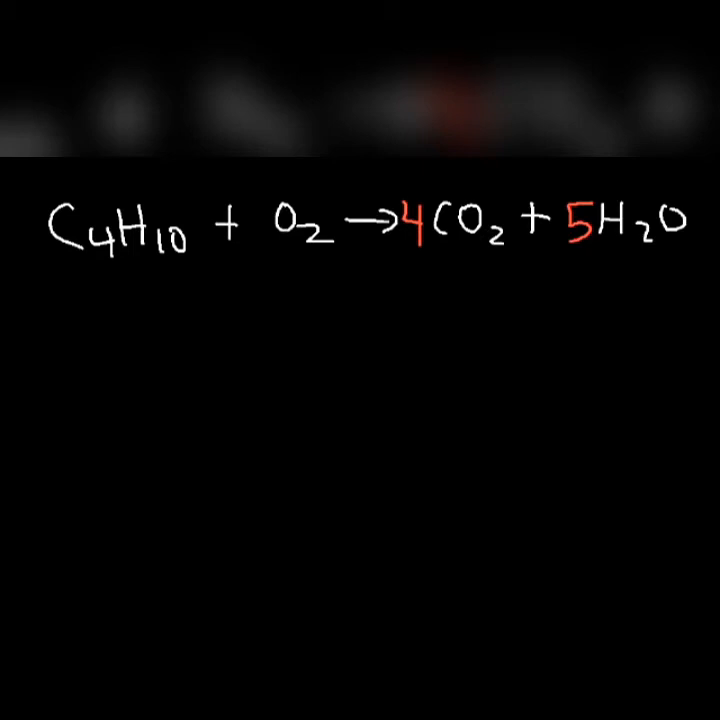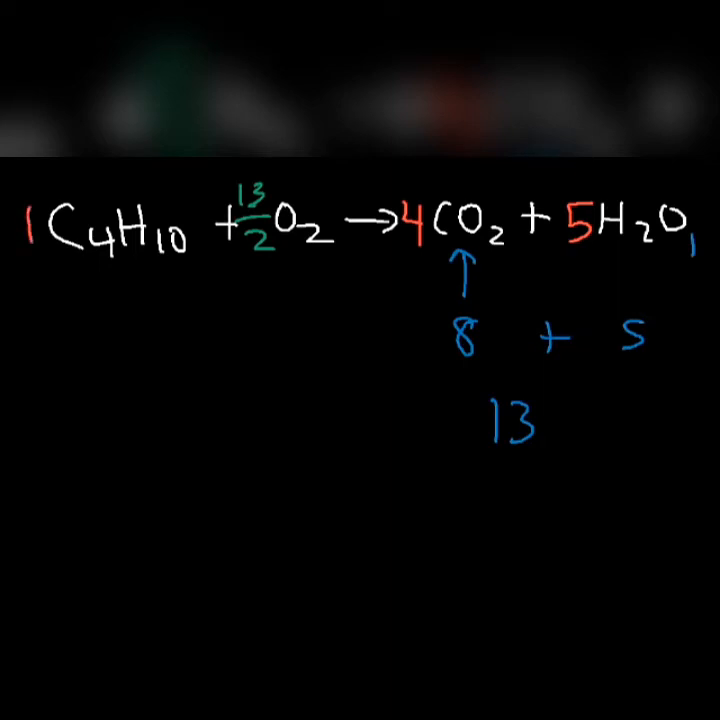Now, how many oxygen atoms do we have on the right side? So in 4 CO2 molecules, we have a total of 8 oxygen atoms. 4 times 2 is 8. In the 5 H2O molecules, we have a total of 5 times 1 oxygen atoms, so just 5. So we have a total of 13. And if we try to balance the equation, we're going to have a fraction. 13 divided by 2 is 13 over 2. Right now, this reaction is balanced, but we need whole numbers.